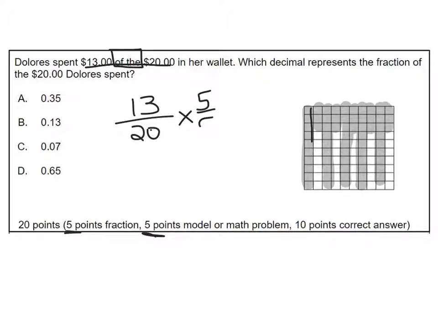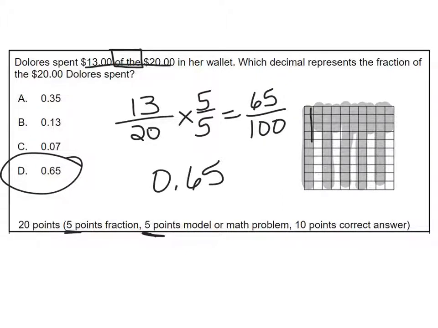If you multiply by 5, that's going to give you 65 hundredths. And if you write it as a decimal, 65 hundredths. So your answer is letter D.